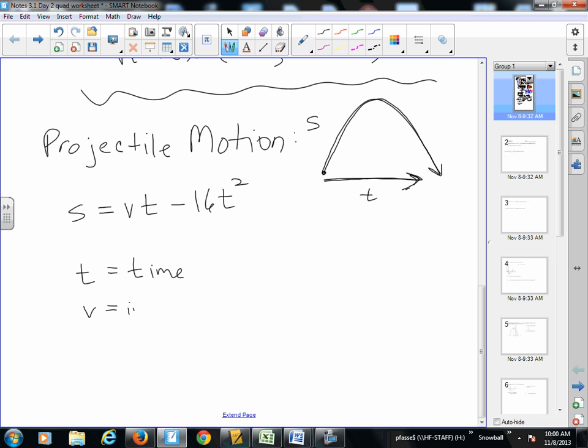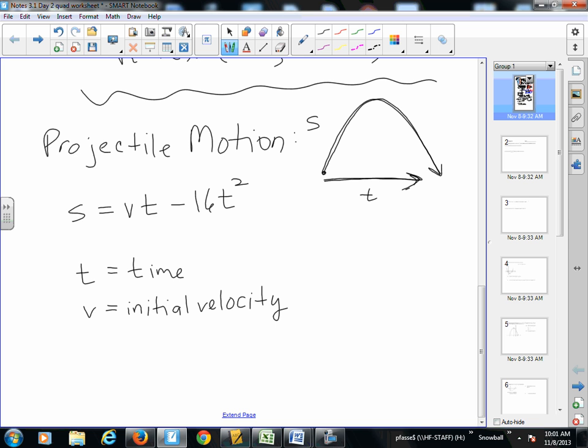V is your initial velocity. When I throw the ball up in the air, I throw it at a specific velocity. If I put a lot of force behind it, the velocity is as great as I can have it. But as it leaves my hand, gravity is pulling down on it, so it slows down, gets to a high point, instantaneously is at zero, and then falls back to the ground.